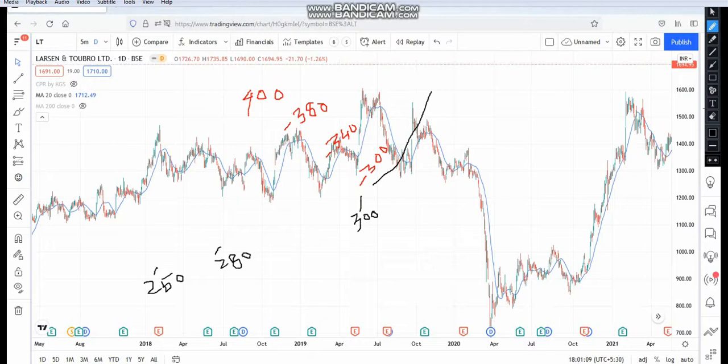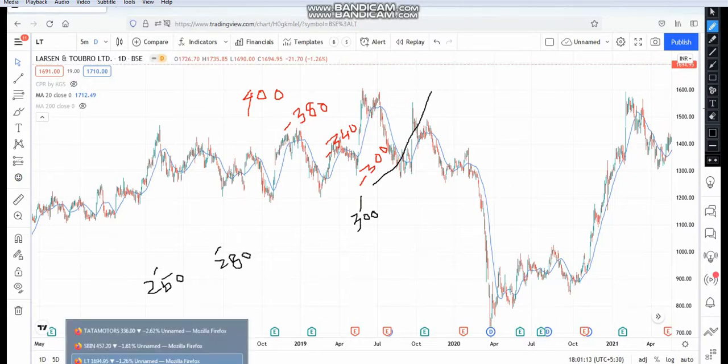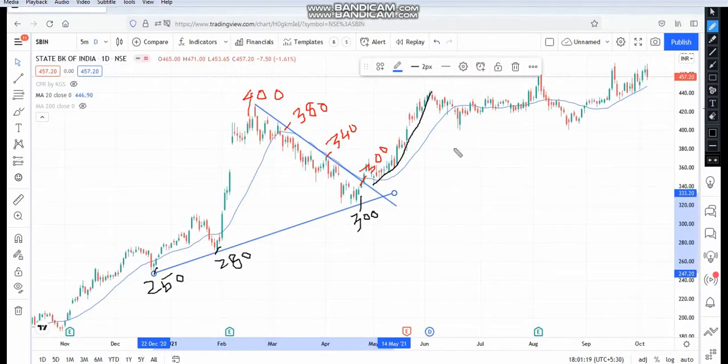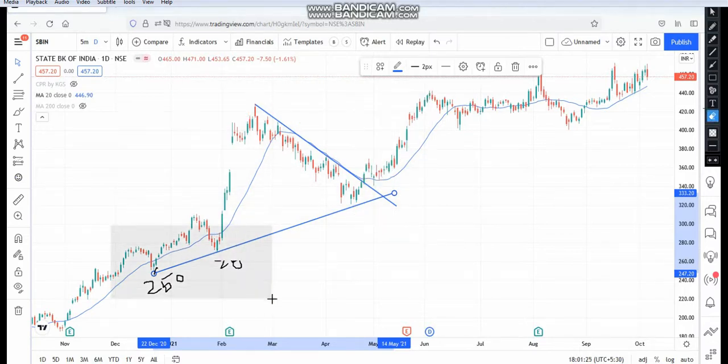Let us go to the next one. The first one we have seen is State Bank of India. Let me remove all these things.